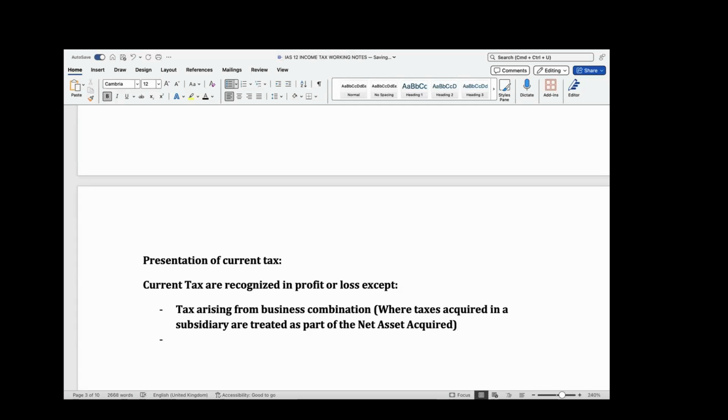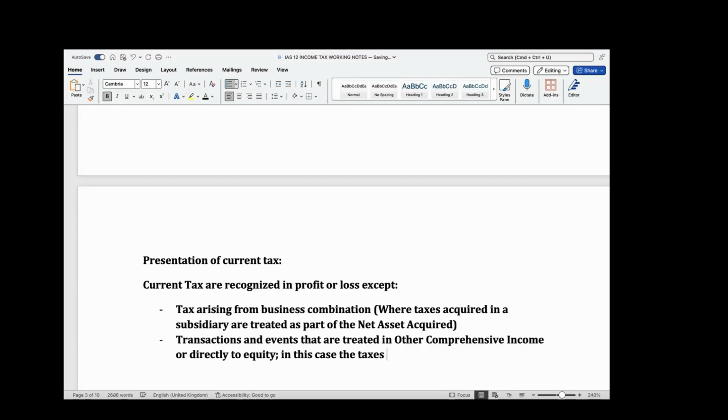And also transactions and events that are treated in other comprehensive income or directly to equity. So in this case, the taxes on these items are also treated in OCI or equity, depending on where the item itself is actually treated.